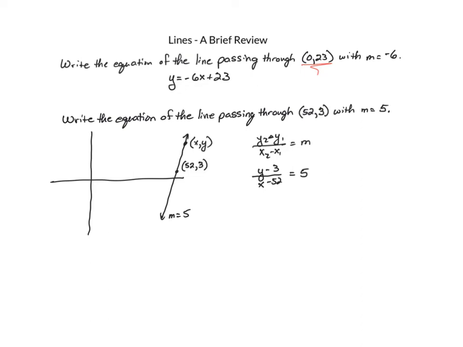And you might look at that and think, well, that doesn't look like the equation of a line. I know. So let's improve the way it looks. Let's clear out the fractions by multiplying by x minus 52. When we do that, we will have y minus 3 equals 5 times x minus 52. Let's distribute. So we have y minus 3 equals 5x minus, what is that, 260. And we'll add 3 to put the equation in slope-intercept form.